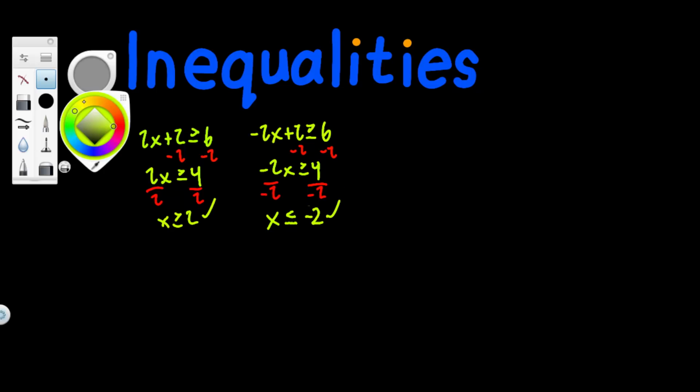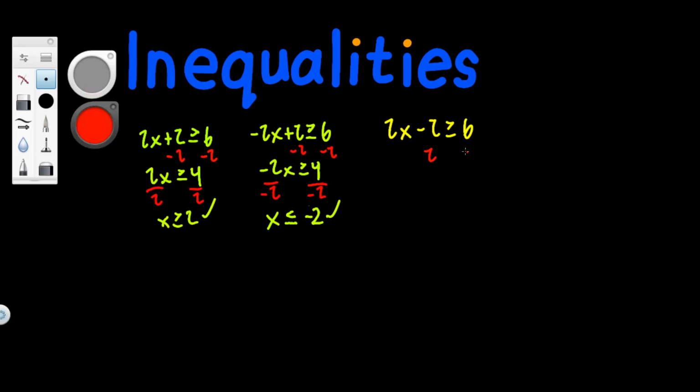Now let's try another example, and let's just say that we have 2x minus 2 is greater than or equal to 6. So what's going to happen here? Well, we need to cancel the 2 on both sides. But now that this is a negative, do we need to swap the sign? I think the answer is no. Let's check that. Let's continue solving this problem. Now we have 2x is greater than or equal to 8.